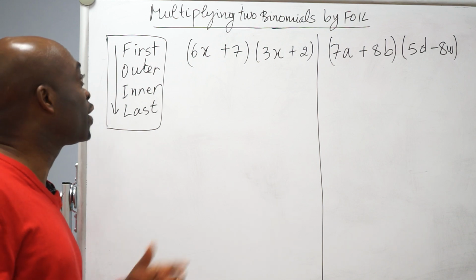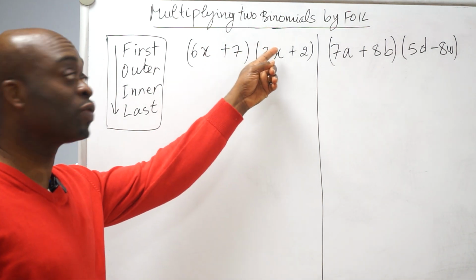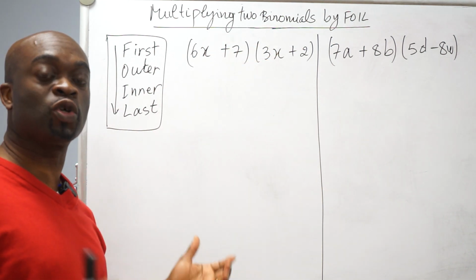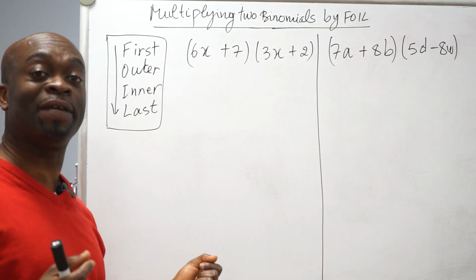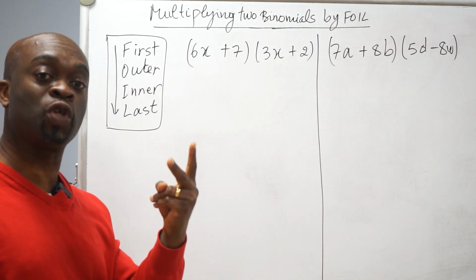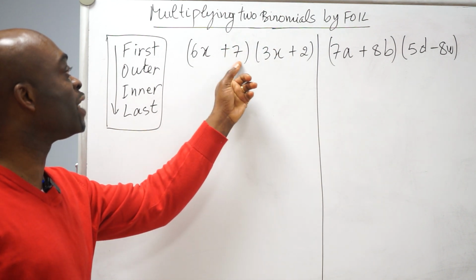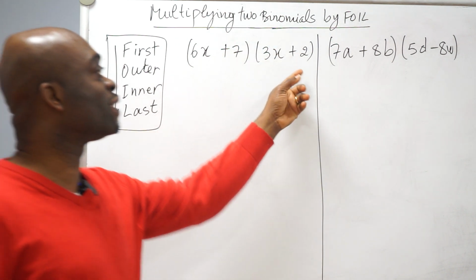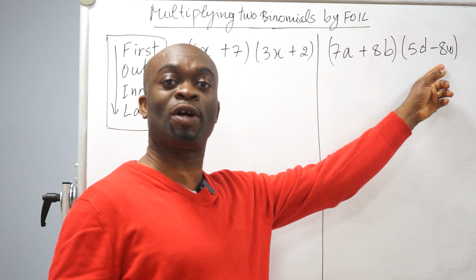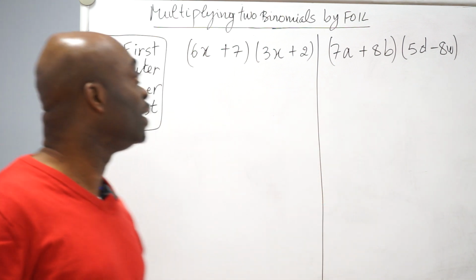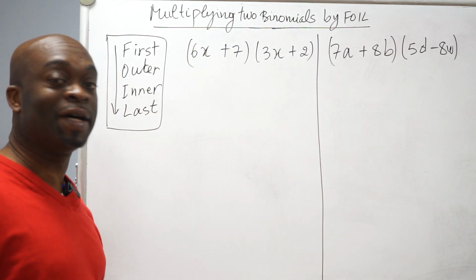Ladies and gentlemen, we're talking about multiplying two binomials by the FOIL method. So two binomials again means what? It's a polynomial with two terms. That's what we call a binomial. So we have two terms here. So this one is a binomial, this one is a binomial, this one is a binomial, this one also is a binomial. Now, how do we multiply them up?